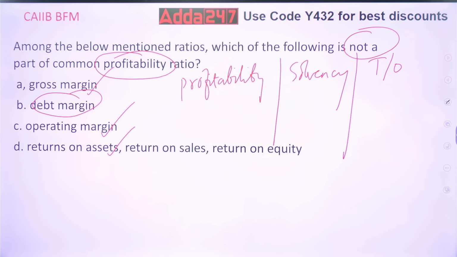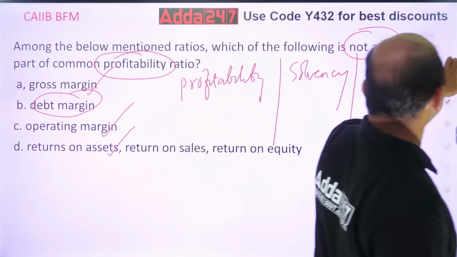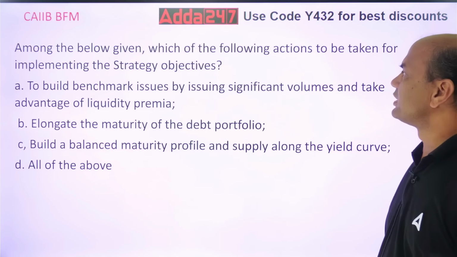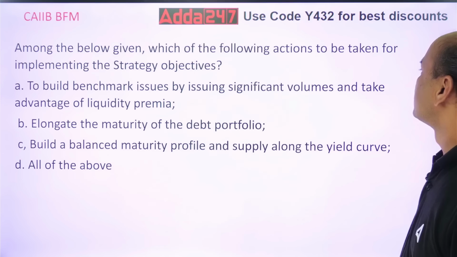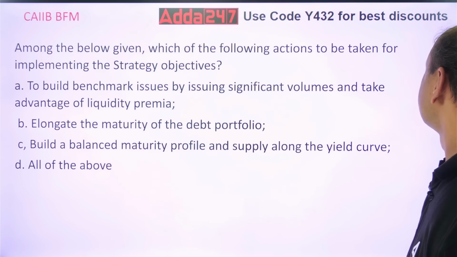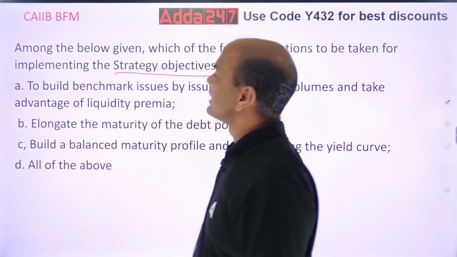So got it? Debt margin is the answer. Debt margin. Okay? Among the below given, which of the following actions to be taken for implementing the strategy objectives? Strategy objectives, okay? Implementing the strategy objectives.